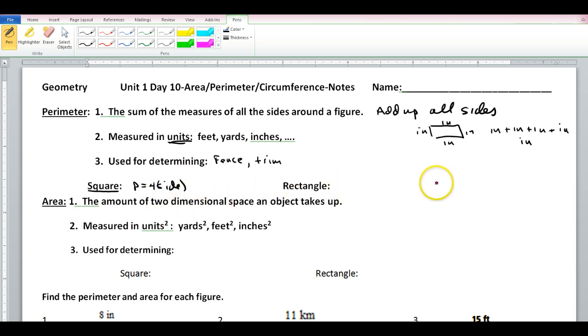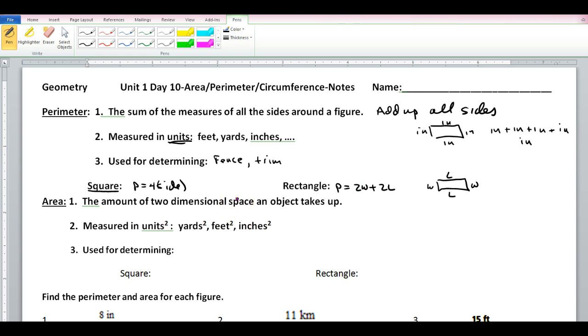For a rectangle, you have to remember, you have your length and your width. With this, perimeter is 2 times W plus 2 times L. I'll sometimes refer to length and width as base and height. Since you have two sides, when you add them all up, W plus W gives you 2W, L plus L gives you 2L.